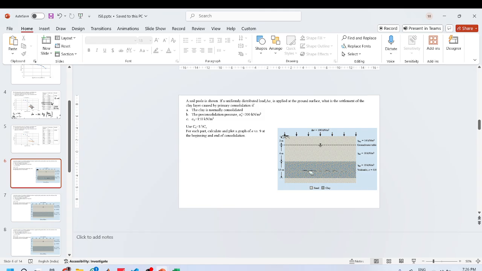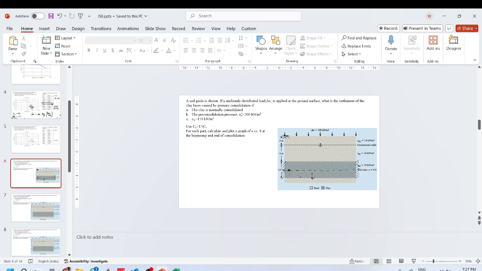Why do we do it at the center of the layer? It's not always that we do it at the center of the layer. We are actually calculating the shortest path for the water to escape. Because we're talking about one dimensional consolidation, we don't take water escape in this direction. We take it in this and this direction only. So we are calculating the longest path of water.